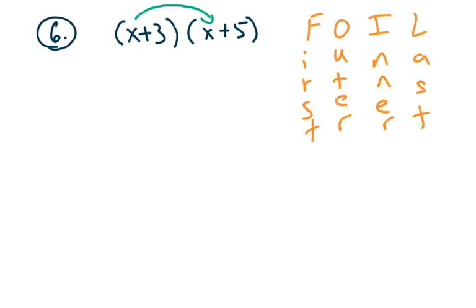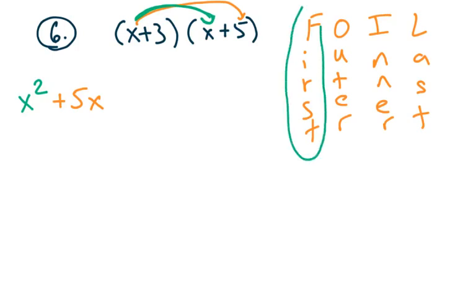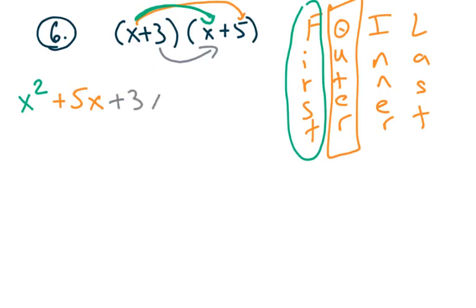So we multiply these two together. x times x is x squared. Then we do x times 5, which is 5x. Notice what I'm doing here. In green, I'm doing first. In orange, I'm doing outer. Then we're going to do, in gray, inner. And then in brown, last.